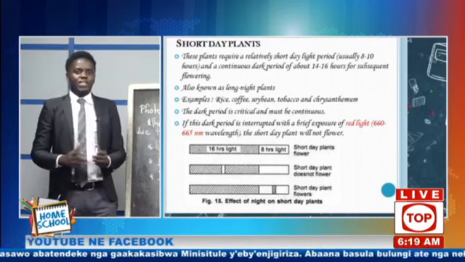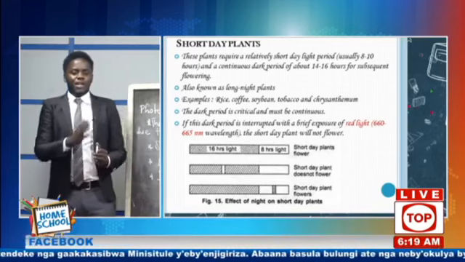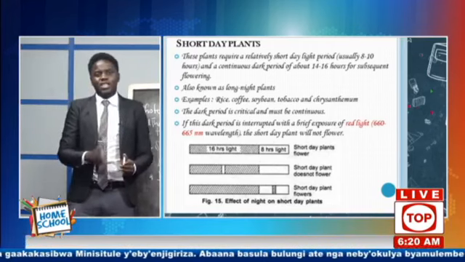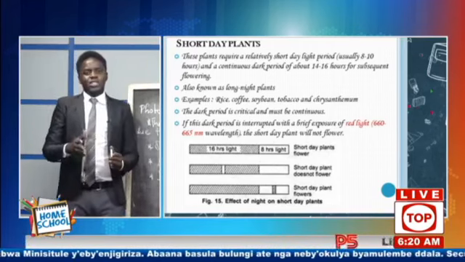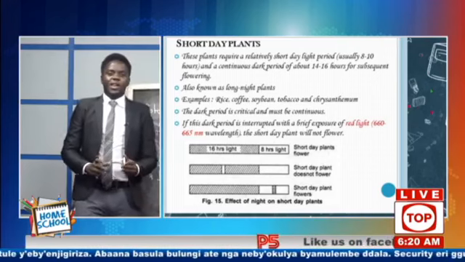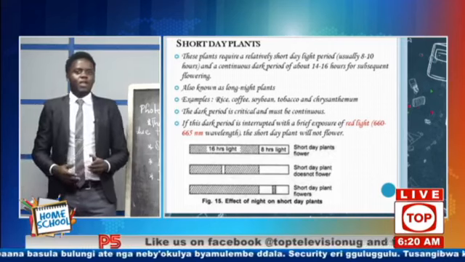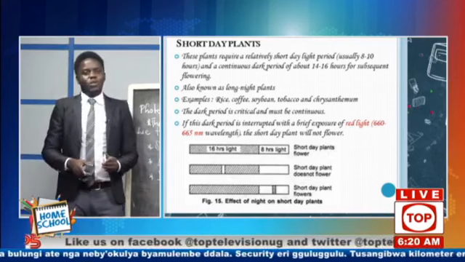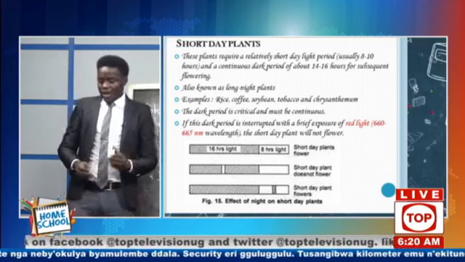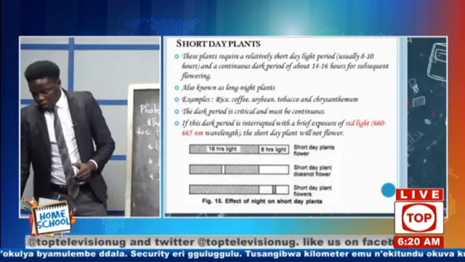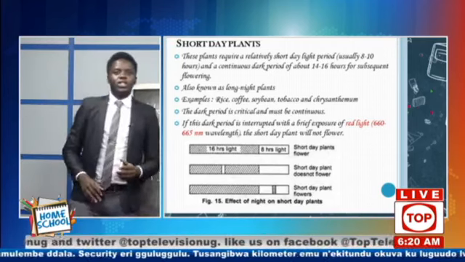So when you look at that illustration there, we have the night time. When the night time was interfered with halfway by a brief period of light, the plants were unable to flower. However, when the daytime was interfered with by a period of darkness, these plants were still able to flower. Okay, so let's look at the long-day plants.